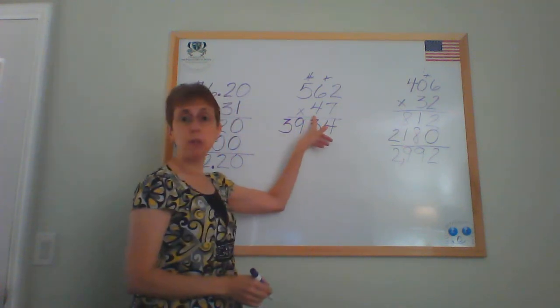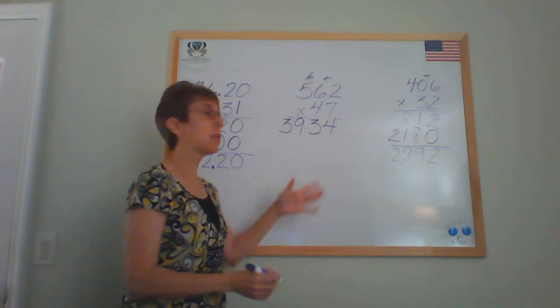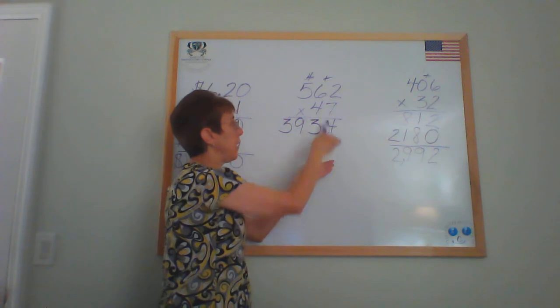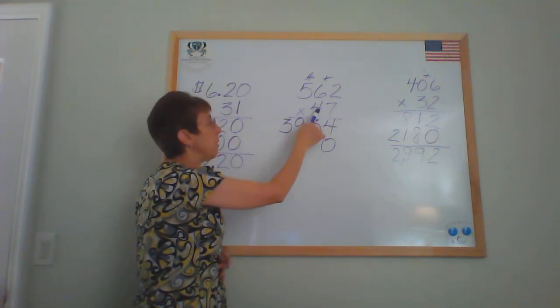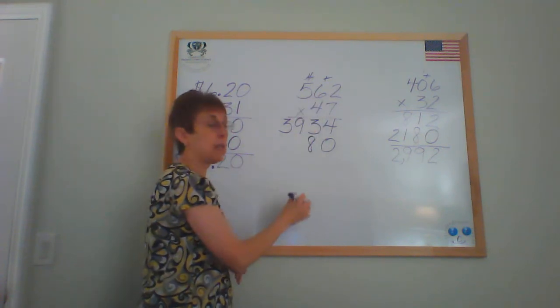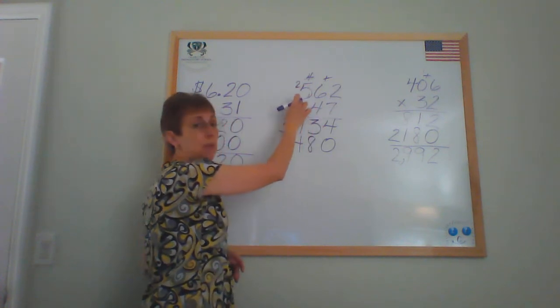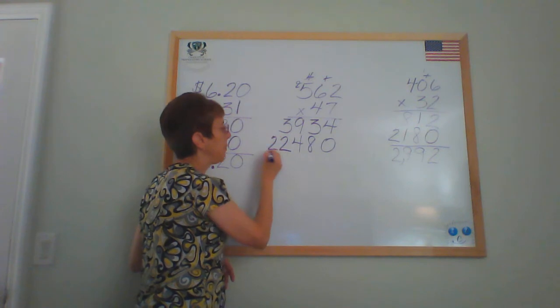Now we're ready to multiply by the digit that's in the tens place. So remember, this 4 really means 40, so that's why we have the 0 here. Okay, we have that 0 in the ones place, 4 for the 40. And then we multiply 4 times 2 equals 8. 4 times 6 equals 24. And 4 times 5 equals 20, plus 2 equals 22.